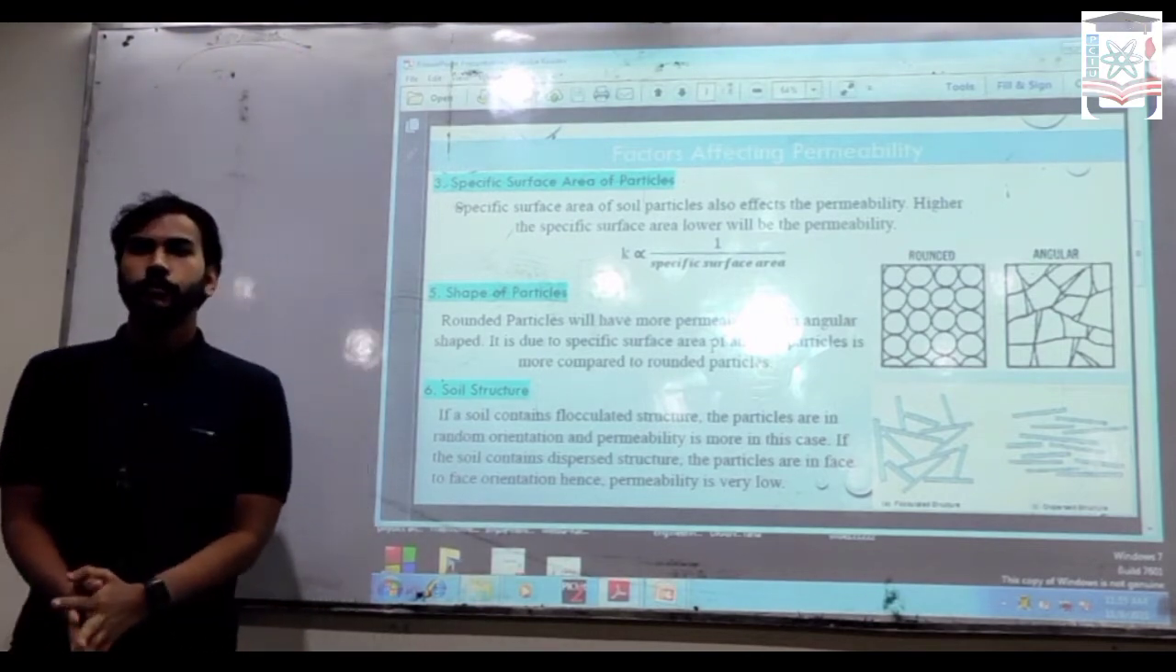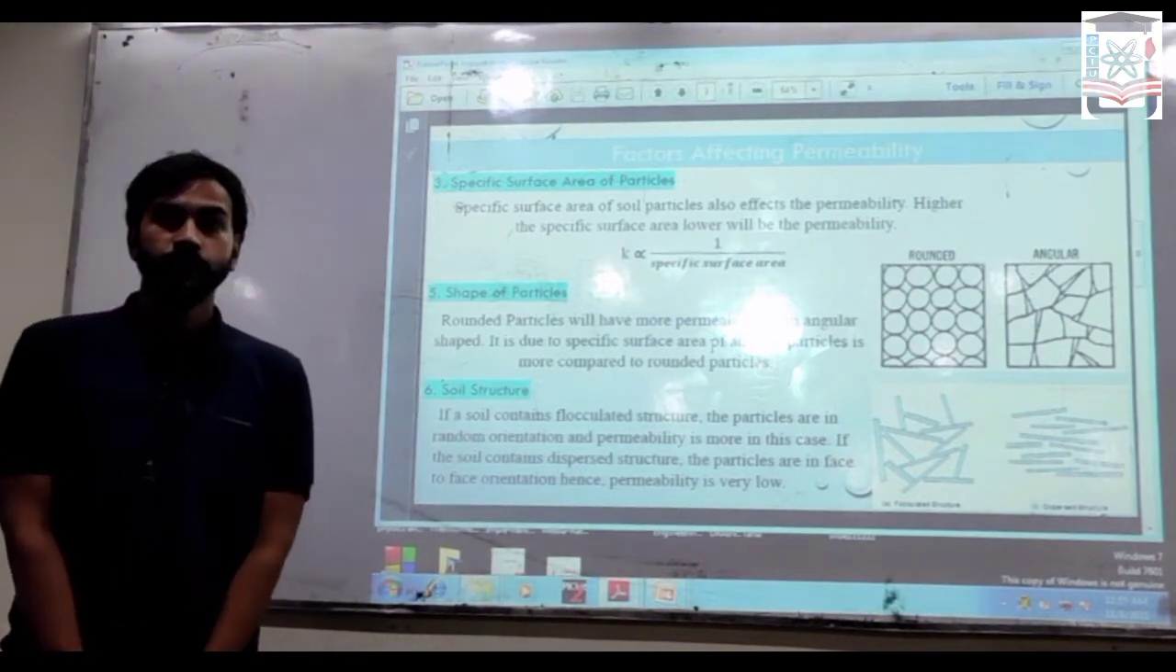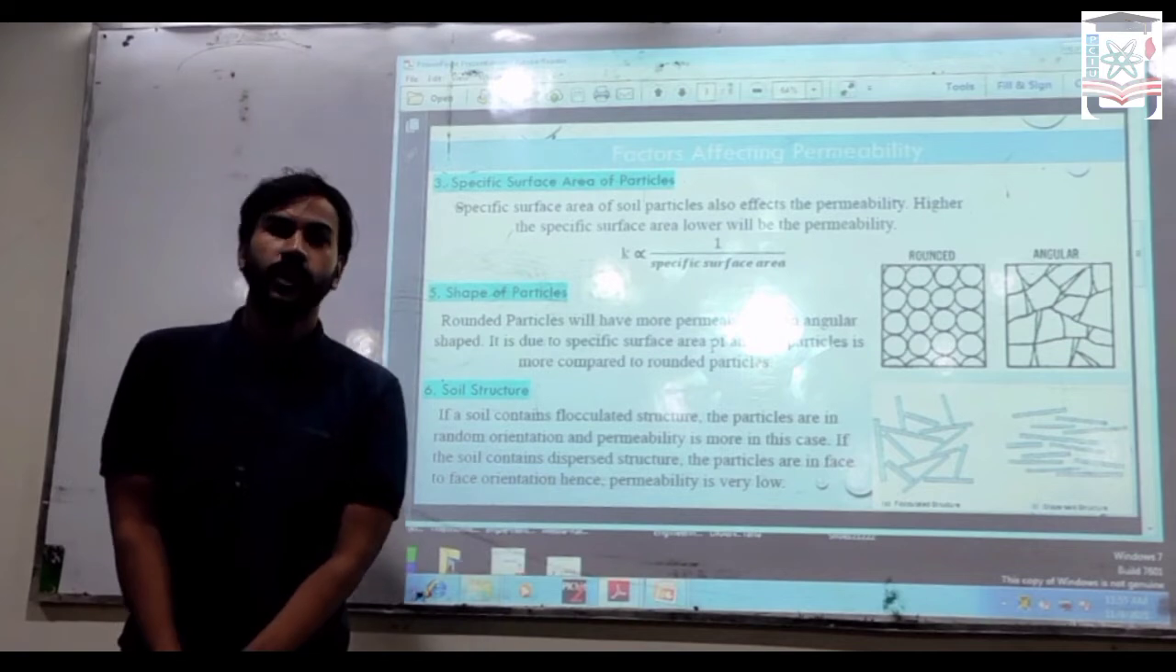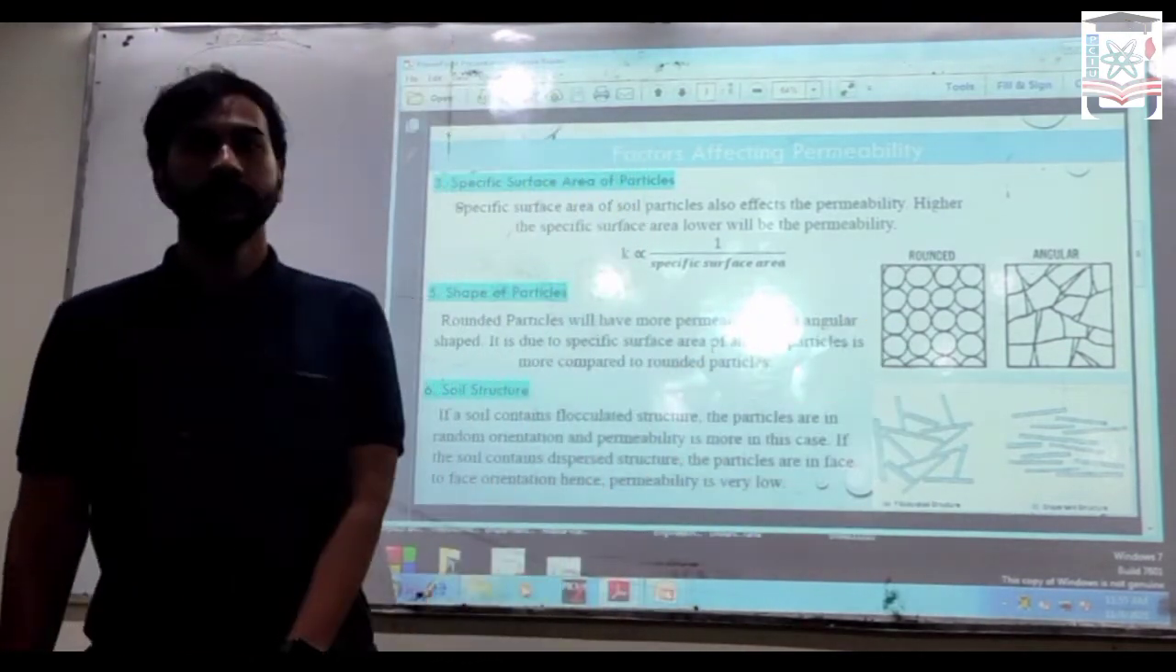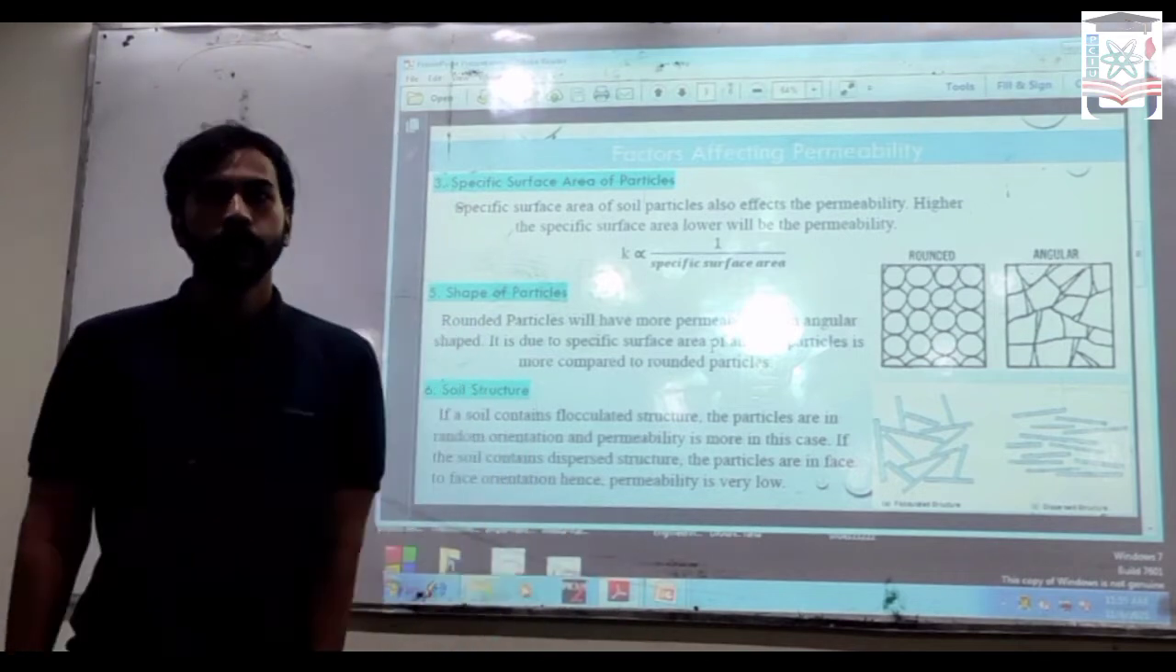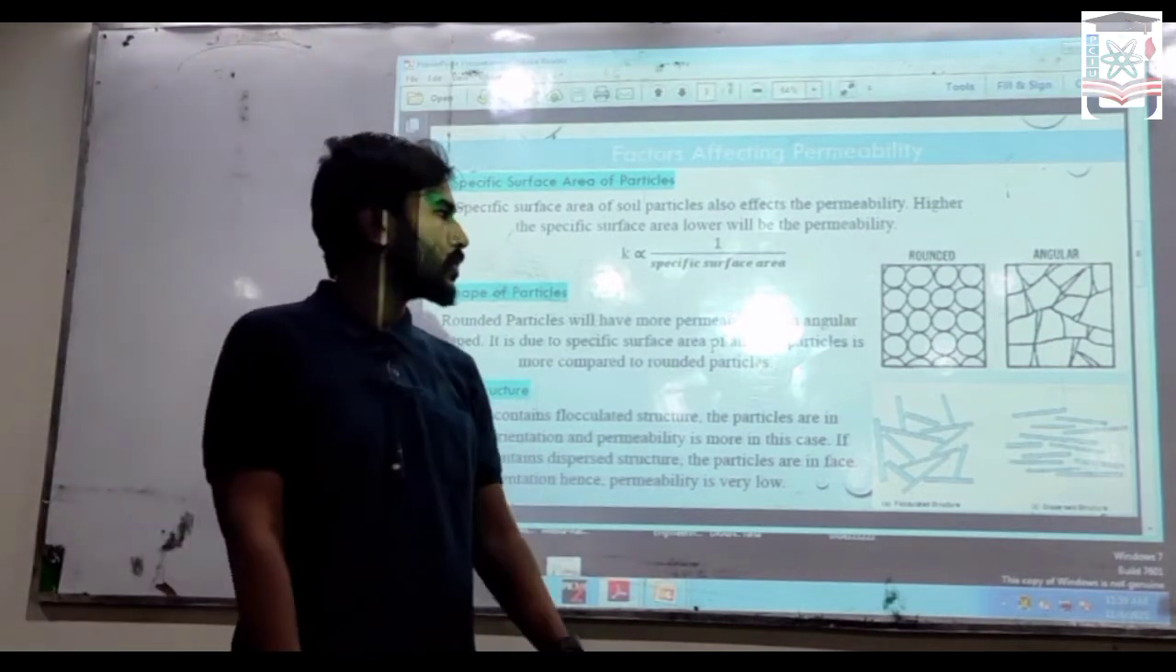Today I will discuss permeability. Okay, let's start. First of all, shape of particle. There are two shapes of particle. The first one is round shape, and the other one is angular shape. Round particles have more permeability than angular particles.